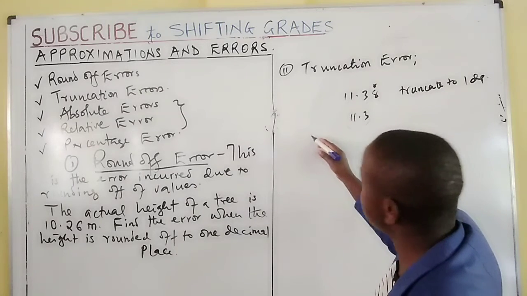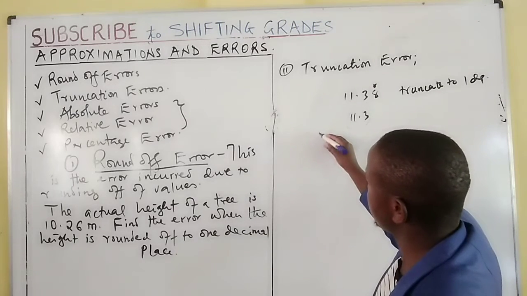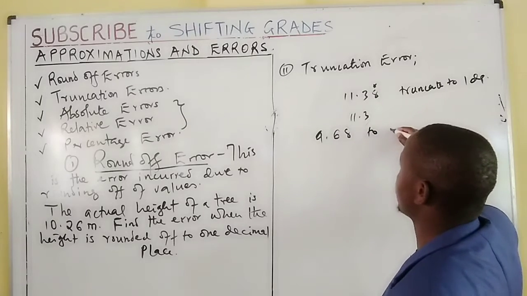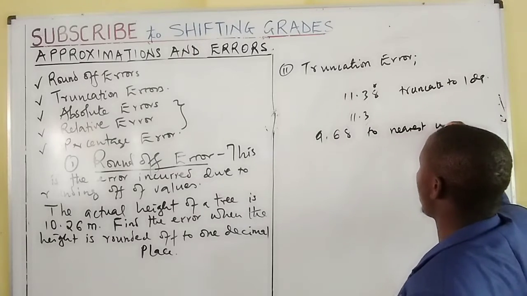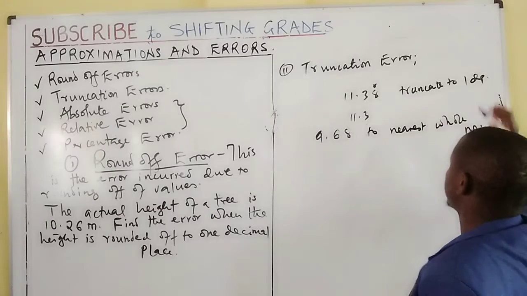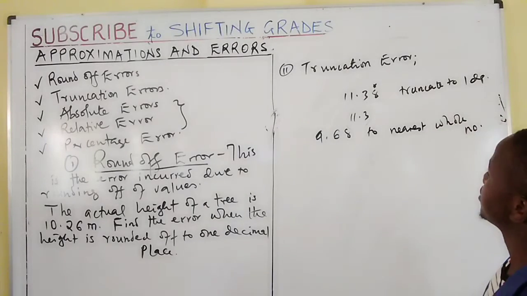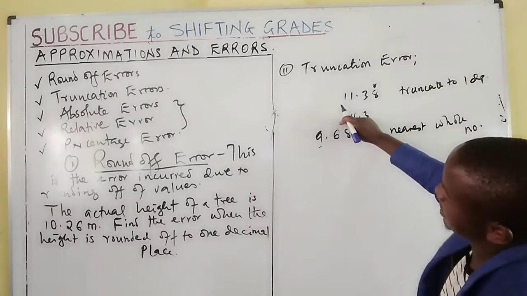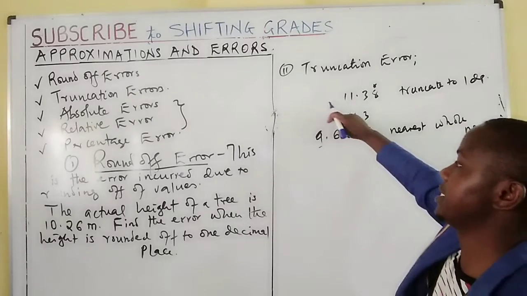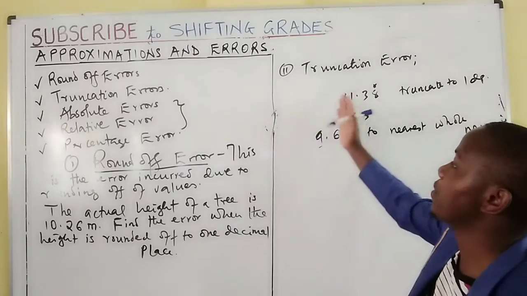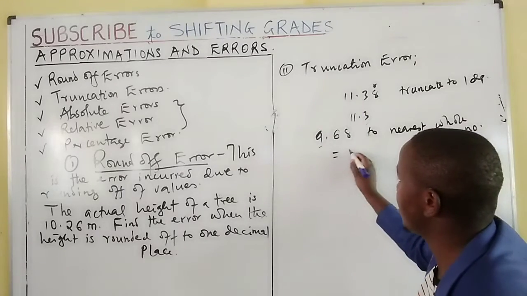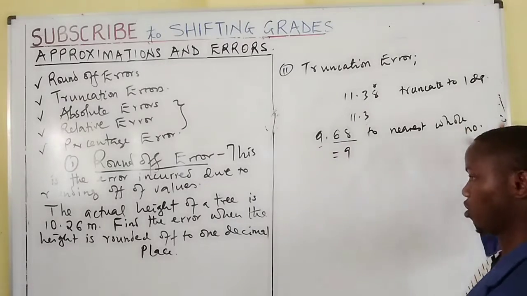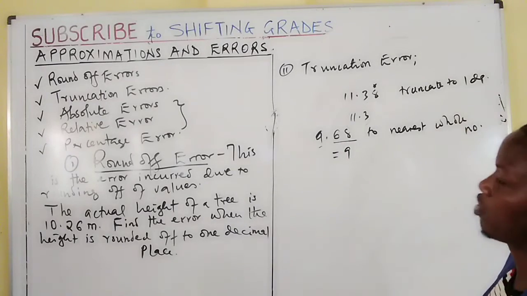If you are told to truncate 9.68 to the nearest whole number, we will just consider 9, and whether this is a 6 which can increase the 9 to a 10 or not, we just record the 9 the way it is, without considering the values on the right. Therefore, that's what we call truncation.